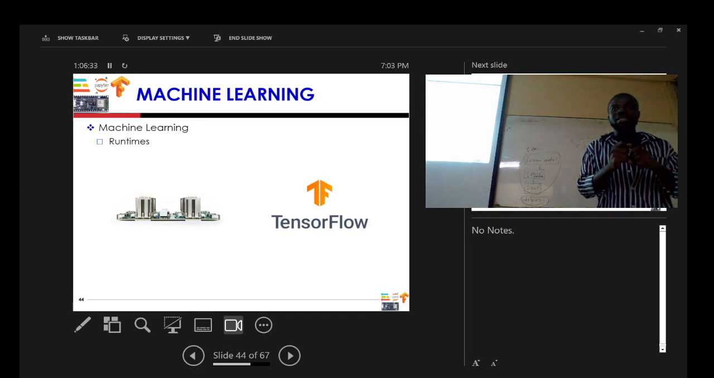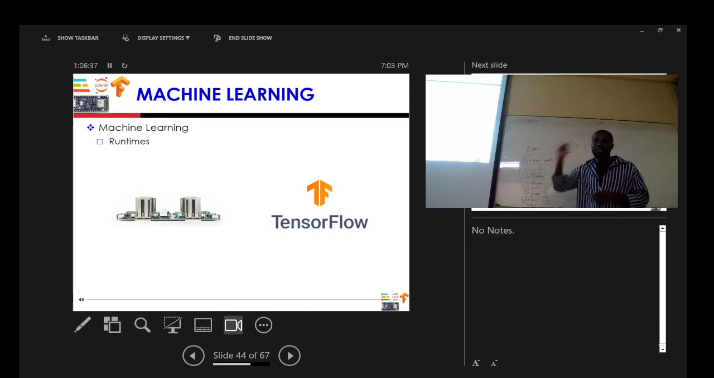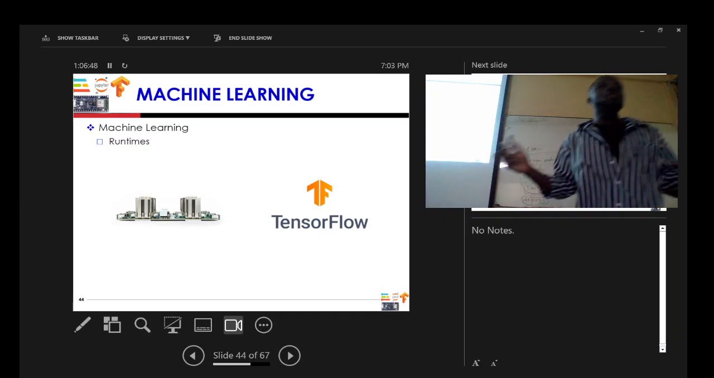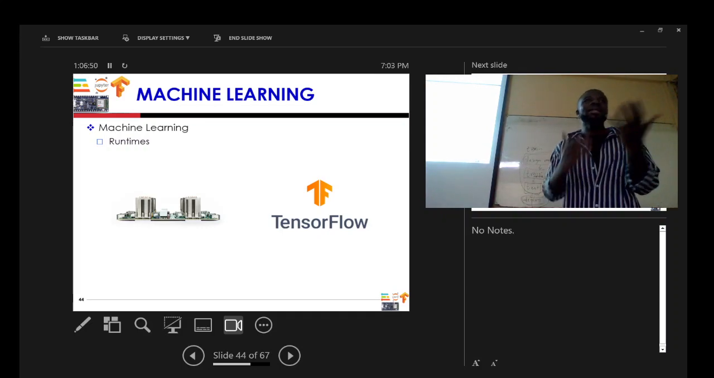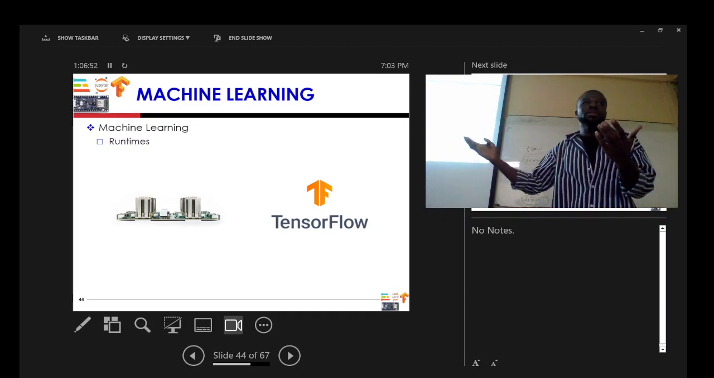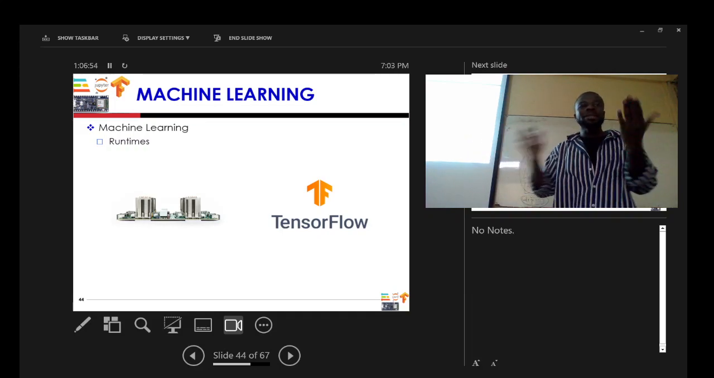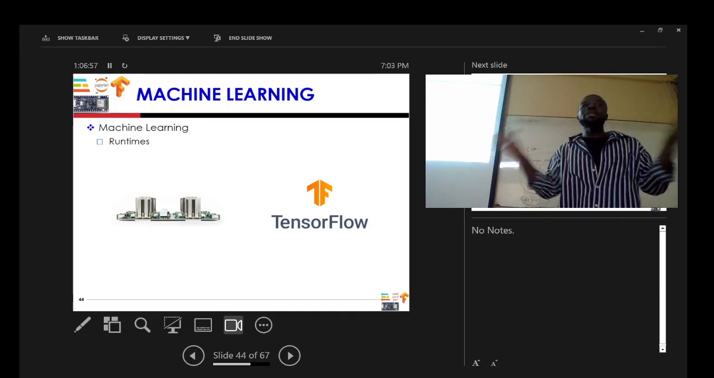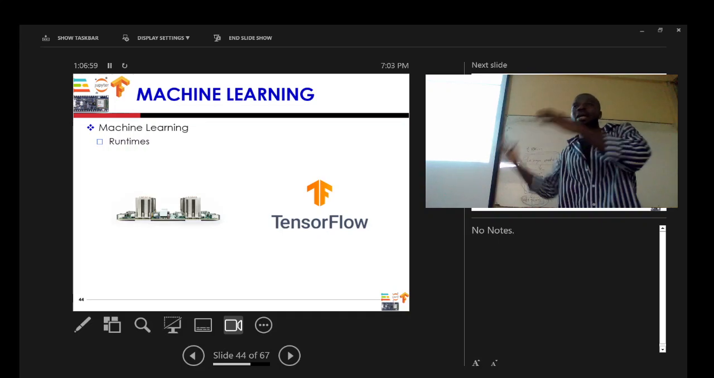So what that means is that if I have images of cats and dogs, I use these images to train. I design my model, I use those images to train my model, then I test my model, and then I deploy. Now, after I've deployed, all I'm doing is giving it a picture, and then it tells me whether it's a cat or a dog. That picture I'm giving it, it doesn't use for training anymore. It's just telling me it's a cat or a dog.